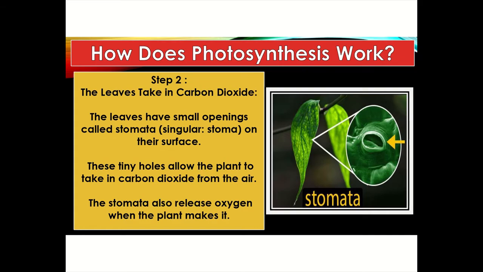Step 2. The leaves take in carbon dioxide. The leaves have small openings called stomata, singular stoma, on their surface. These tiny holes allow the plant to take in carbon dioxide from the air. The stomata also release oxygen when the plant makes it.